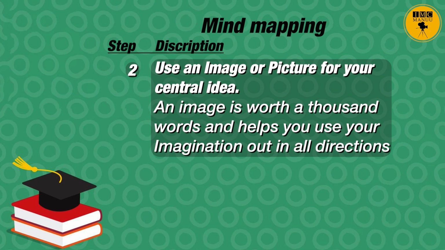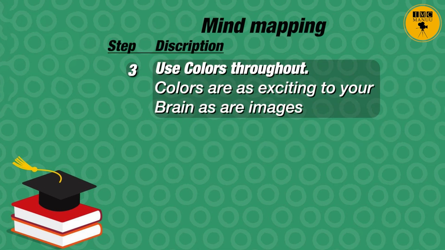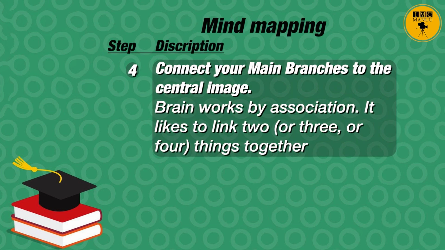Second step, use an image or picture for your central idea. An image is worth 1,000 words and helps you use your imagination. The third step, use colors throughout. Colors are as exciting to your brain as are images. The fourth step is connect your main branches to the central image. Brain works by association. It likes to link things together.